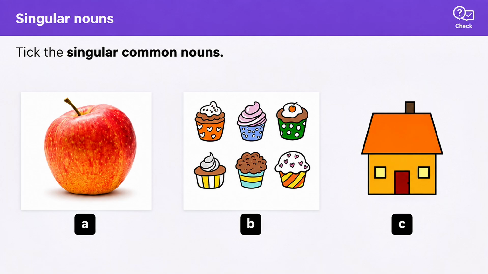Now, I would like you to try and point to the singular common nouns. Remember, singular means only one. I can see one apple. I can see lots of cupcakes. And I can see one house. Can you point to the singular common nouns? Get your pointing finger ready and off you go.